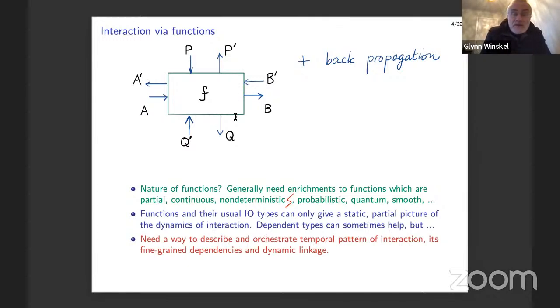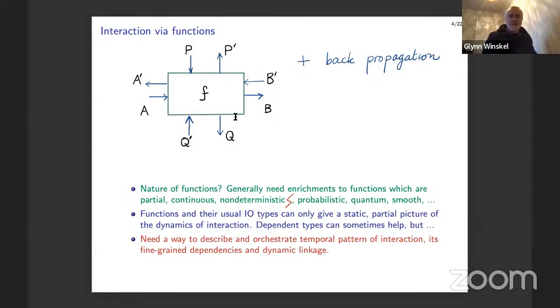And as has been known since the Brock-Ackermann anomaly of 1981, it's hard to give input-output compositional semantics for non-deterministic functions like this, of the kind that could be coped with here. Then, of course, there are other extensions you might want to go into in the probabilistic, quantum, and smooth, and so on.